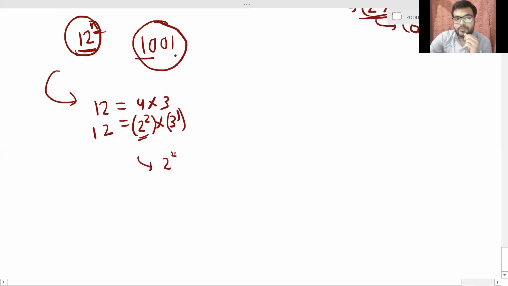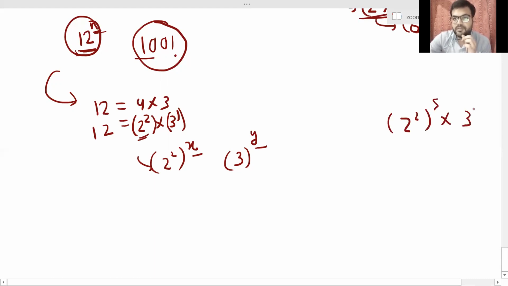The power of 2 square, let's say you find x, and the power of 3, let's say you find y. So whichever power is less, that is going to give you the answer. For example, if the power of 2 square is 5 and the power of 3 is 3, so obviously the power of 3 is less.